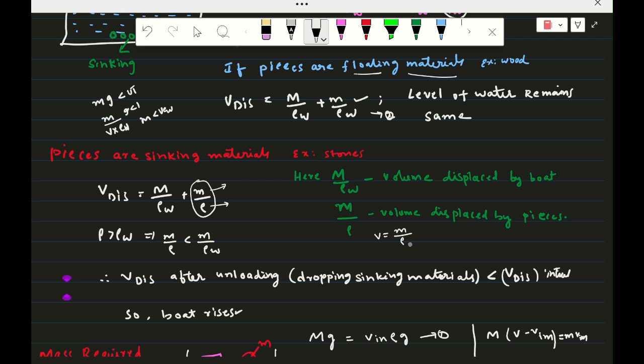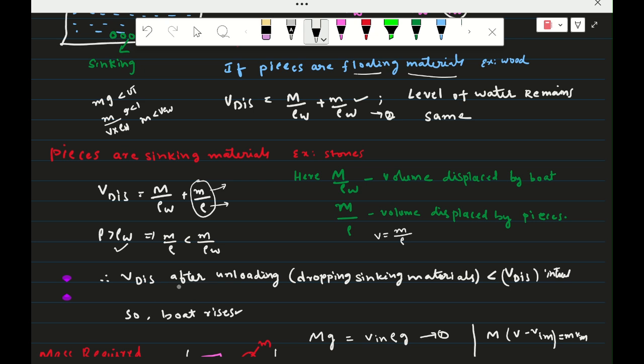Floating means it will be rho w. So now in this m by rho, rho is more than rho w. The density of the material is more, since sinking means the density of the material is more than rho w. So m by rho is less. Denominator more means the ratio is less. So m by rho is less than m by the density of liquid water. So that means the total volume displaced decreases. So there the sinking will happen, right?